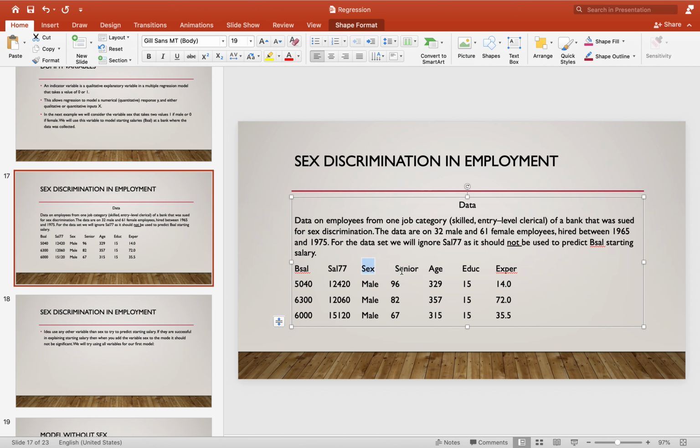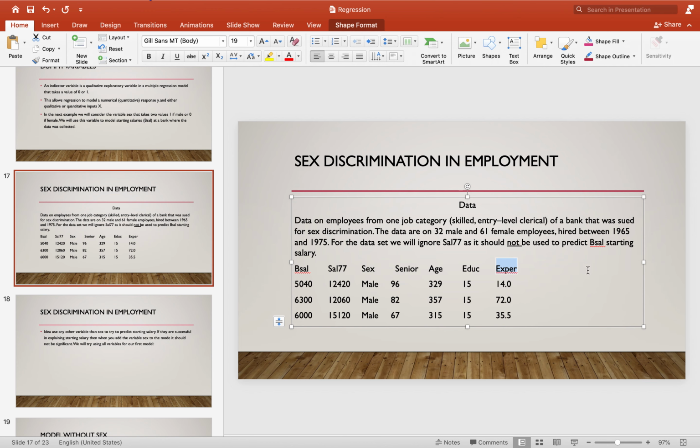Okay. But if that variable is used in predicting starting salary, then the bank might be guilty of sex discrimination, which is illegal. Okay. Now, if age was important for determining starting salary, the bank might be guilty of age discrimination as well. However, age discrimination is not a great one to use, and not the question we're being asked here, because age is confounded by experience.